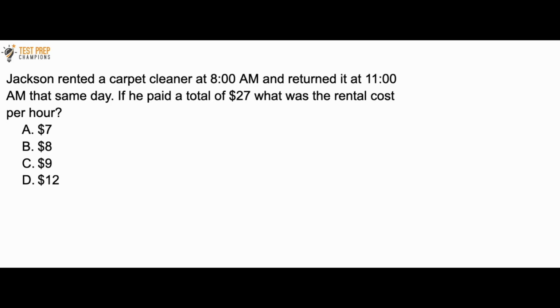Okay, so let's talk about the question here. So basically, the first thing that we want to do is count up the number of hours here. So from 8 a.m. to 9 a.m. is 1 hour, from 9 a.m. to 10 a.m. is another hour, and from 10 a.m. till 11 a.m. is another hour. So that's 3 hours, right? And then we're going to divide 27 by 3. So 27 divided by 3 is 9. So the correct answer here is C.